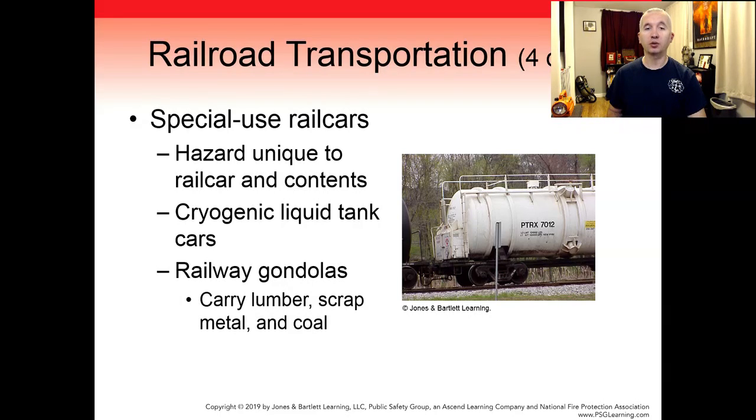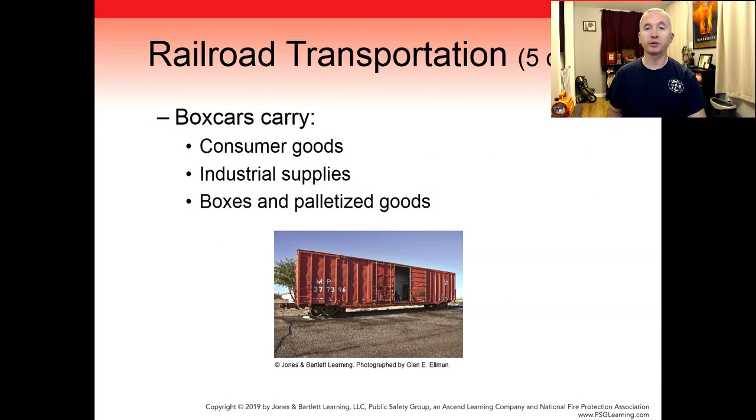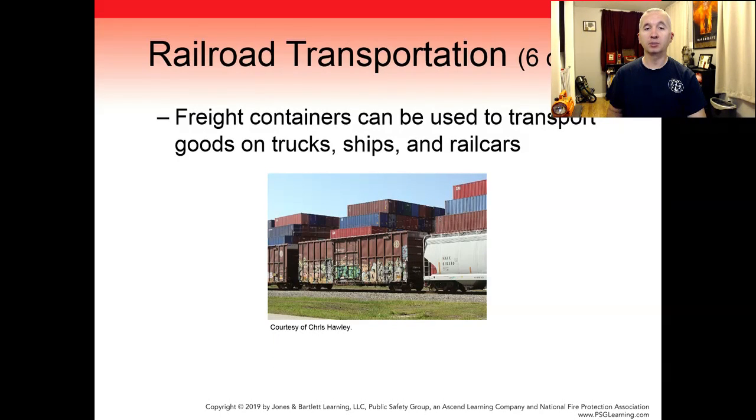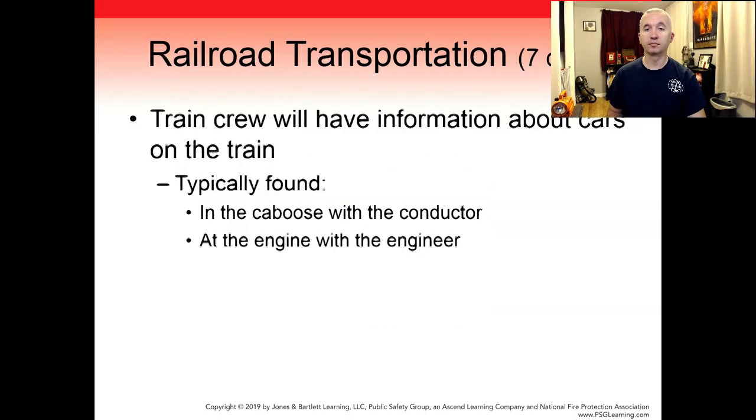And railway gondolas are used to carry items such as lumber, scrap, metal, and coal. Boxcars carry consumer goods, industrial supplies, and boxes and pelletized goods. Freight containers can be used to transport goods on trucks, ships, and rail cars. The train crew will have information about the cars on the train, including chemical names of all products being transported. This information is typically found in the caboose with the conductor or at the engine with the engineer.